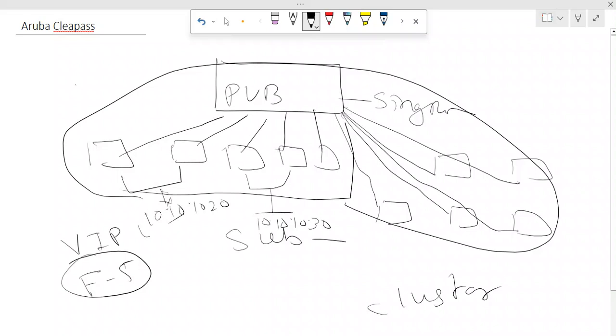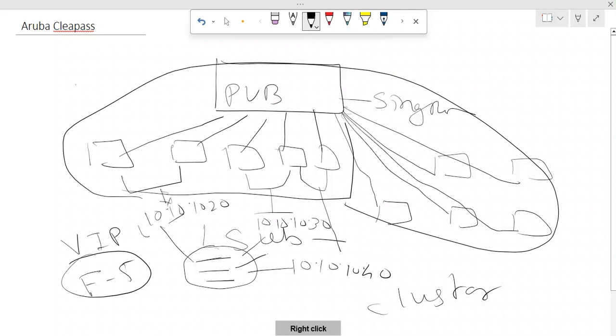This is for this bundle. This is for 10.10.10.40. How many virtual IPs are these? This is 1, 2 or 3. Three servers mean we are going to configure them in the switch, so you can define this virtual IP, not this subscriber IP. One IP, this is the second IP, and this is the third IP.